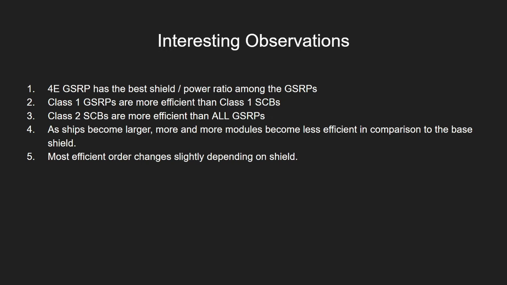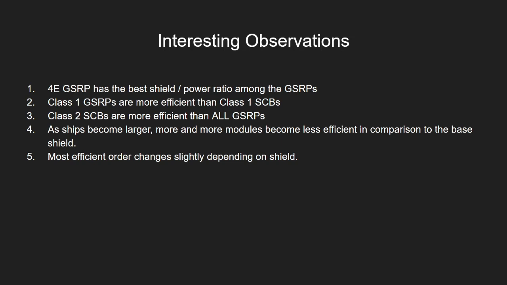Shields get really, really good as they get larger. Number 5, the most efficient build order changes slightly shield to shield. This is something I saw, sometimes the engineered SCB would rise above the SCB going from biweaves to prismatics. It's an interesting thing to note. I don't know what to make of it right now, just that the order changes somewhat.